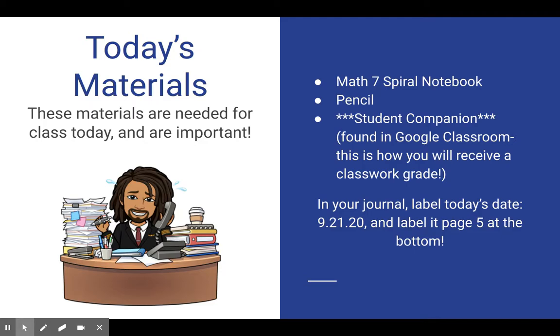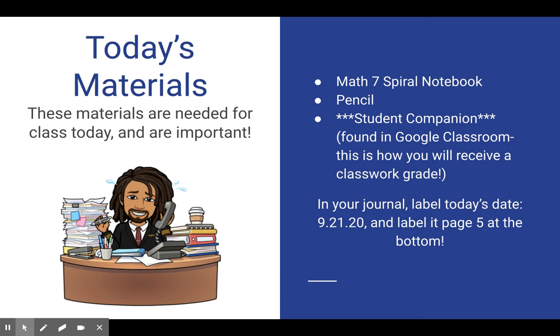So for today's class, there are some new things that we're going to need, but we'll pay attention to that in just a second. So again, these materials are needed for class and are extremely important. It's imperative that you have your Math 7 spiral notebook, a pencil, and for today's lesson, you need the student companion. This student companion is brand new. It can be found in Google Classroom. This is how you will receive a classwork grade.